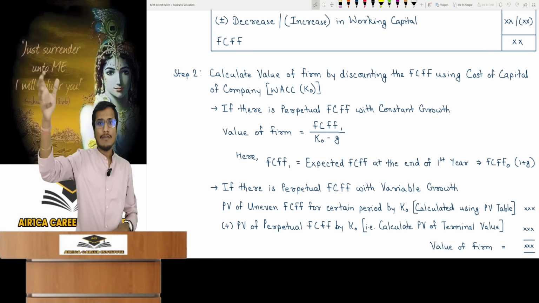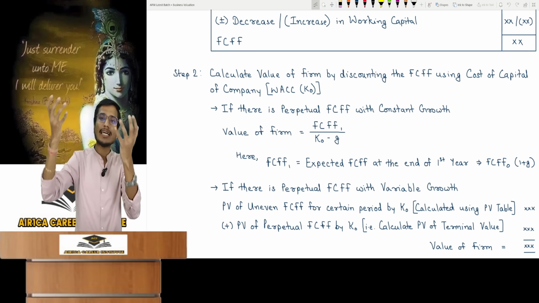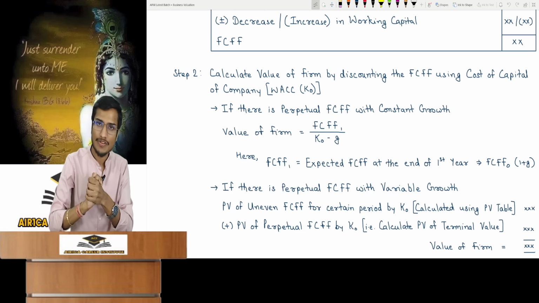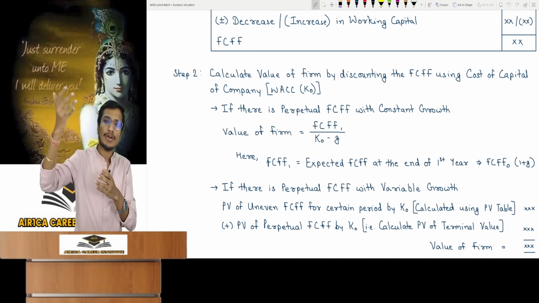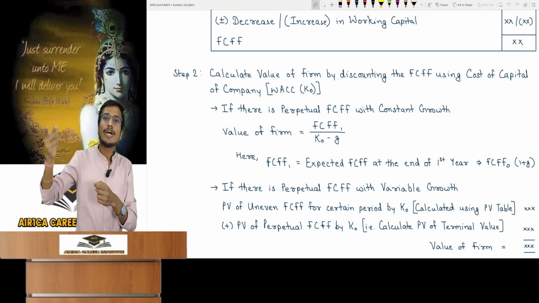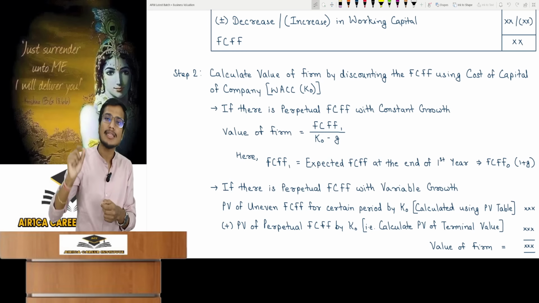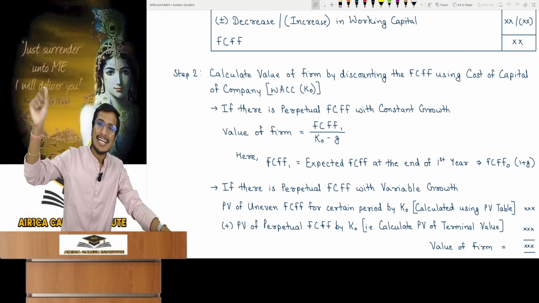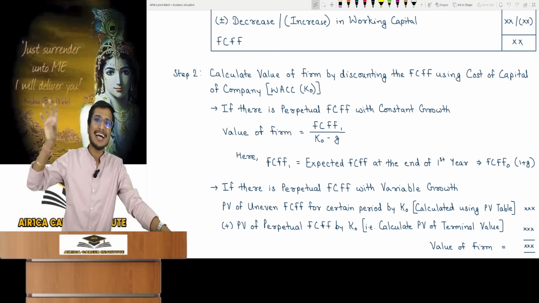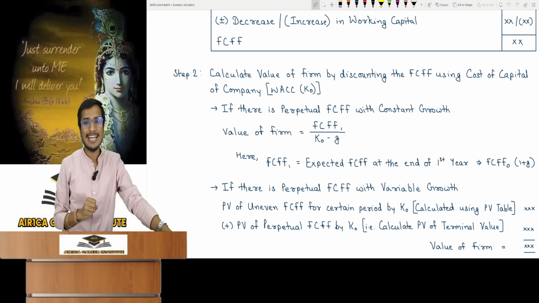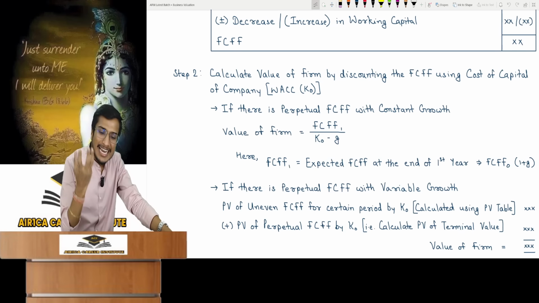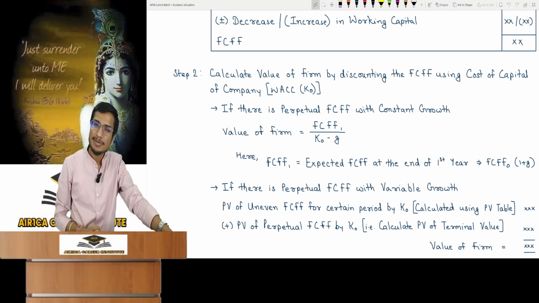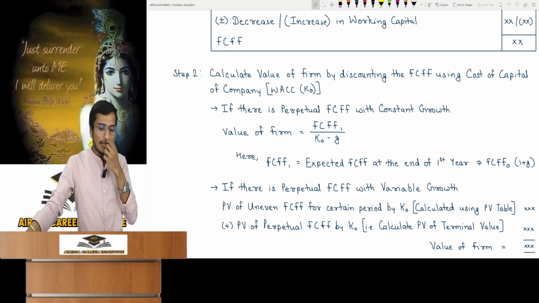FCFF defines the total future cash flows from which payments to equity and debt still have to be made, because we haven't done that yet. You will find the PV using WACC, and finding the PV with WACC simply means removing the payment for equity and debt from future cash flows. You have to remove the payment for equity and debt, and that is what we are doing. So you will get a net value of what the firm should be, right? Understood?